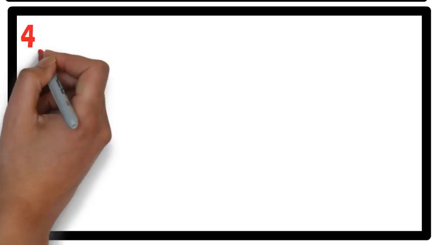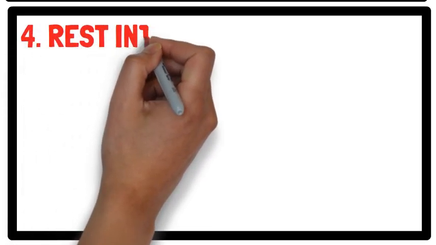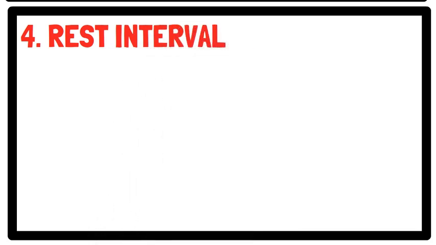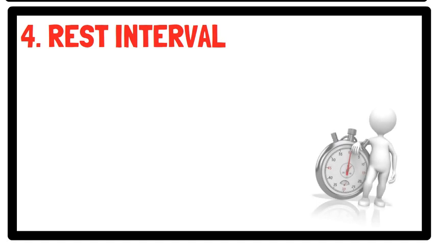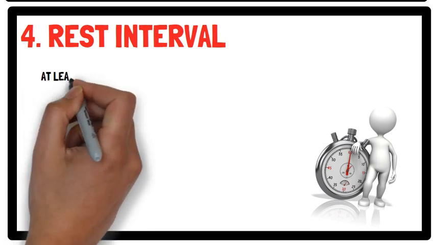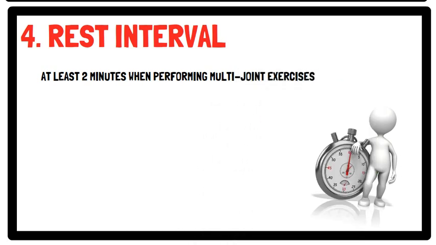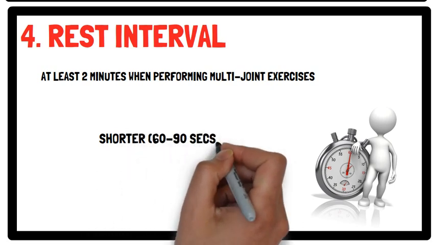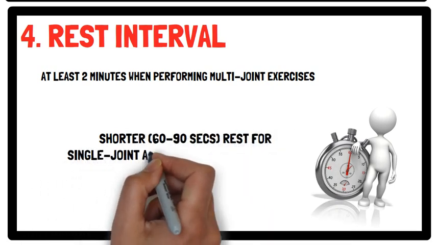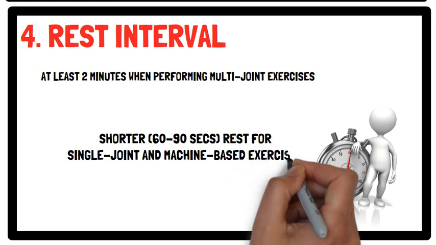Moving on to the 4th recommendation, which is the rest interval. This refers to the period of time taken between sets of the same exercise or between different exercises in a given session. As a general rule, rest periods should last at least 2 minutes when performing multi-joint exercises. However, shorter rest periods between 60 to 90 seconds can be used for single joint and machine-based exercises.